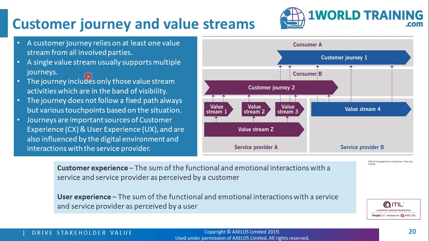For example, a consumer may be researching a service, and that could be the initial part of their journey. But afterwards, they may request for the service or explore the service further, and then once they receive the service, they will start using it. So the journey continues. And as part of a single journey, they may involve several service providers rather than just a single service provider.